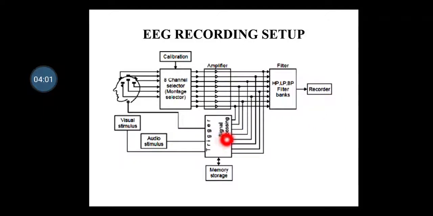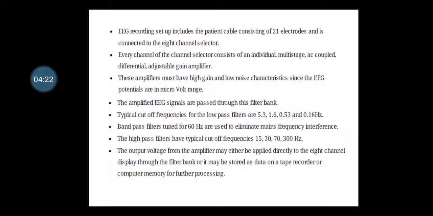The trigger signal gives the corresponding trigger to turn on the amplifier. Once the triggering signal gives the trigger, the amplifier passes the signal to the filter. From the filter we can record. Here the audio stimulus and visual stimulus trigger the signal processing triggering circuit.